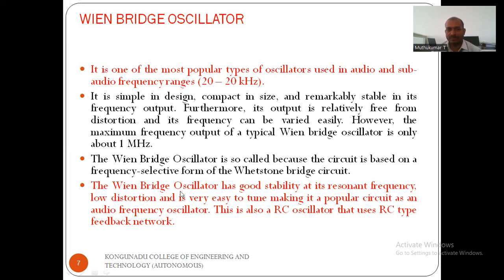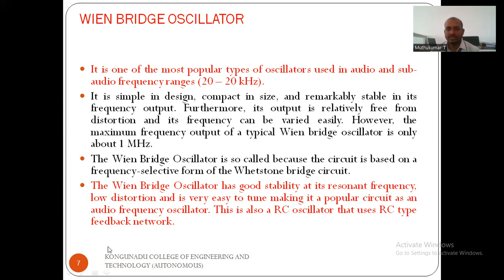The maximum frequency output of a Wien bridge oscillator is only about 1 megahertz. The Wien bridge oscillator is sometimes also called the Wheatstone bridge oscillator because the circuit is based on a frequency selective arm of the Wheatstone bridge circuit.